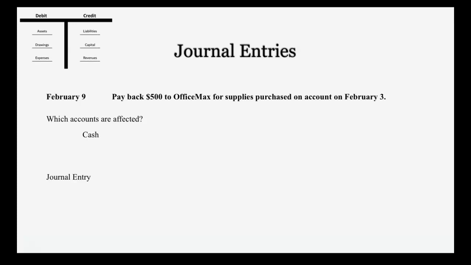Well, the first one's going to be cash, right? We are going to pay back OfficeMax $500 in cash. So our company's cash is being affected. The next one is accounts payable, because the amount of money that we owe OfficeMax is now changing since we're paying them back.